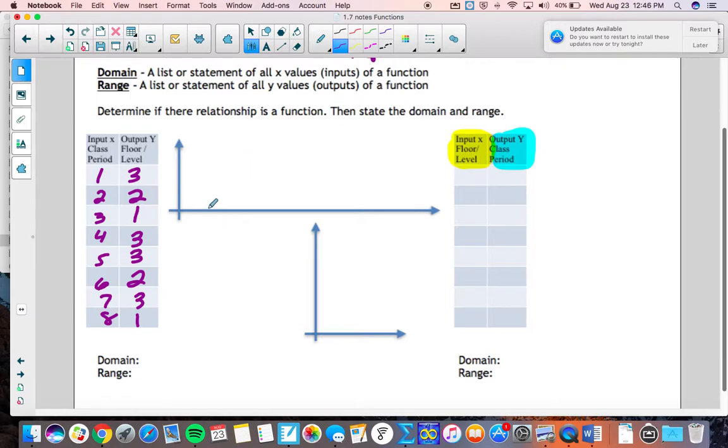So let's graph this. By the way, let's go back to the table here. Remember, if you ever have time as a variable, that should go on your x-axis. Think of x as your time variable, and think of y as your height variable. By the way, folks, your class period is a function. Let's graph it here. So here's your period, and then here's the floor that you're on. We only go to 3rd floor, so 1, 2, 3.